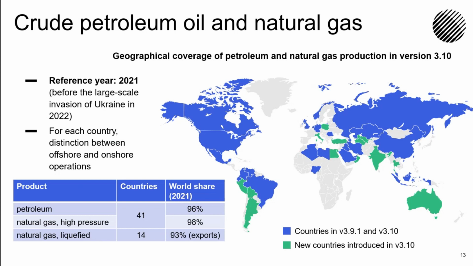What is shown on the map on this slide is the geographical coverage of the datasets that model the extraction of petroleum and natural gas. We have introduced data for additional countries. Version 3.10 covers the production of petroleum and natural gas in 41 countries, while 27 countries were covered in version 3.9. As indicated in the table, over 95% of the world production is represented for petroleum and natural gas as of version 3.10.